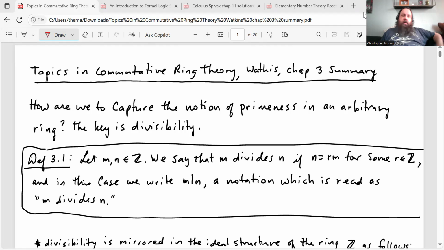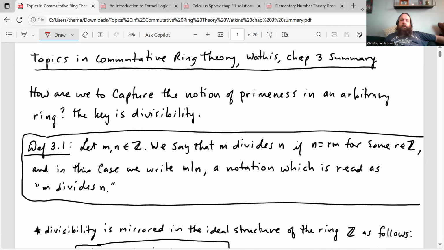All right, so we're going to look at prime ideals and maximal ideals in this section. This is Chapter 3 in the Watkins book. Okay, so we start with some motivation. How are we to capture the notion of primeness in an arbitrary ring? And the key is divisibility.